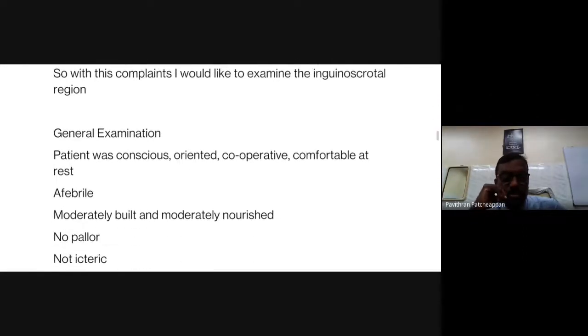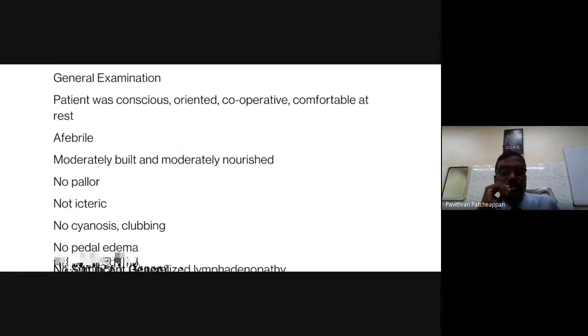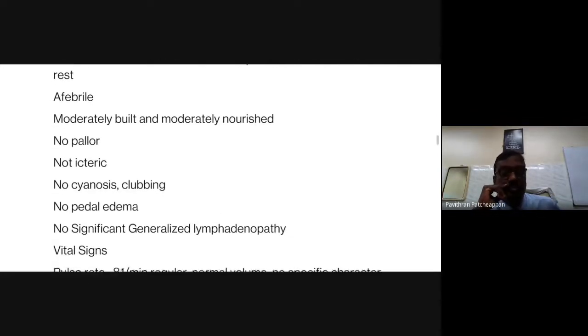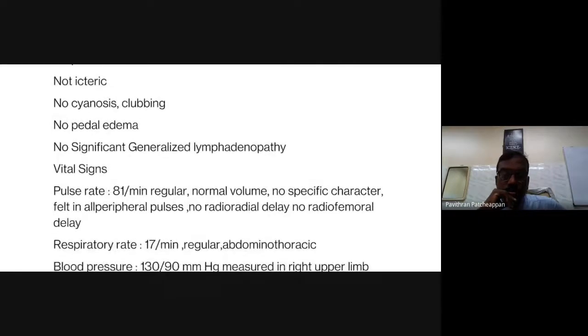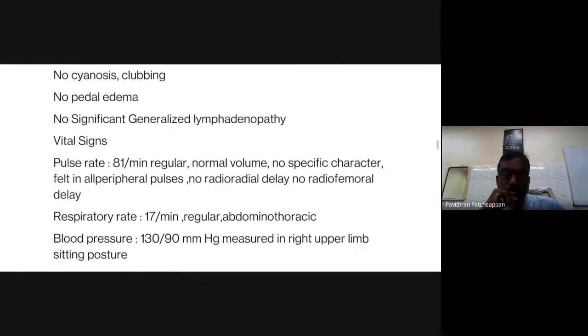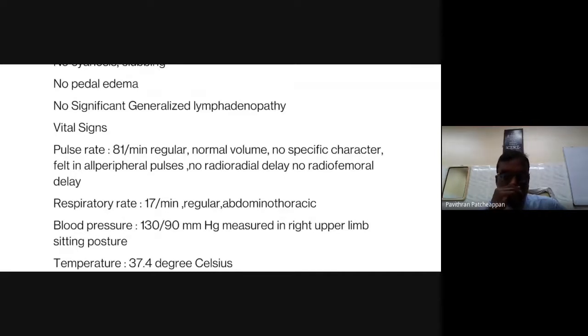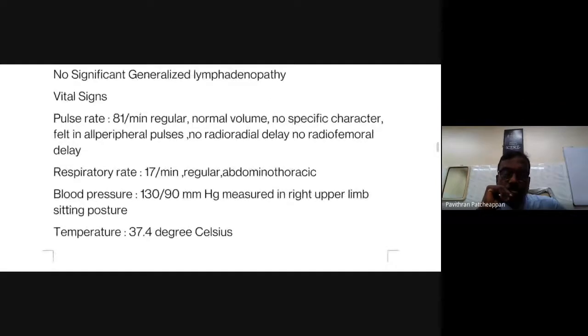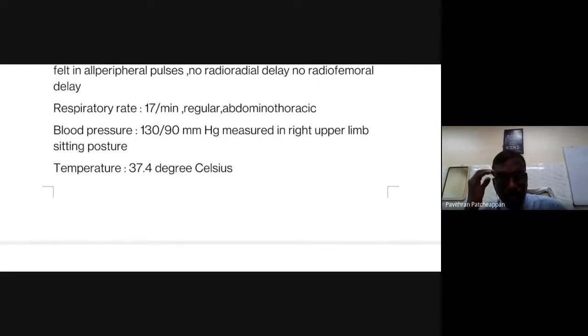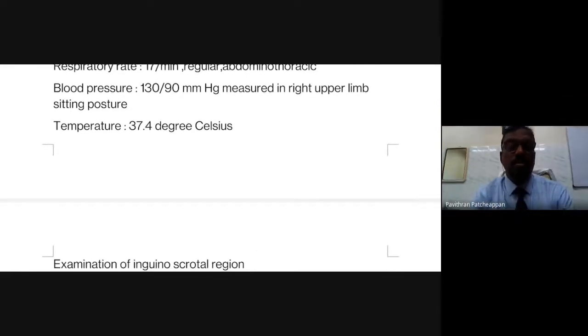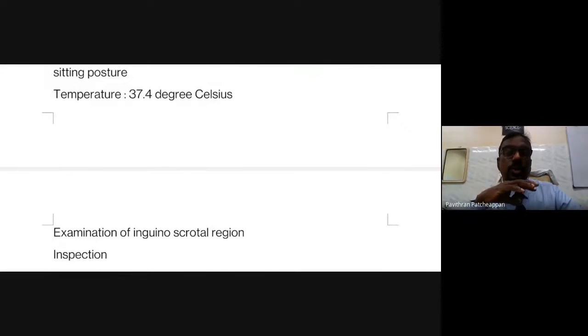Okay. Right. Okay, sir. Come to examination now. Sir, the patient was conscious, oriented, cooperative, comfortable at rest, afebrile, moderately built and moderately nourished, no pallor, no icterus, no cyanosis, clubbing, no pedal edema, no significant generalized lymphadenopathy. Vitals: pulse rate was 81 per minute, regular, normal volume, no specific character. It was felt in all the peripheral pulses, and no radio-radial delay or radiofemoral delay. Respiratory rate was 17 per minute, regular and abdominothoracic. Blood pressure was 130/90 mmHg measured in right upper limb sitting posture. Temperature was 37.4 degrees Celsius. Okay. So this is the general examination.